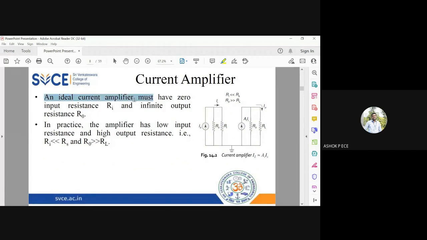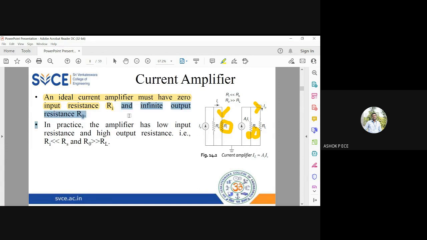Ideally, for a current amplifier, the input resistance should be 0. See, in the voltage case, it was infinity, but here it has to be 0, because only when the input impedance is 0, the maximum current will flow. And the output resistance R0 should be infinity. Only when R0 is infinity, the maximum current will flow through your load. You will not have current flowing through R0 at all.